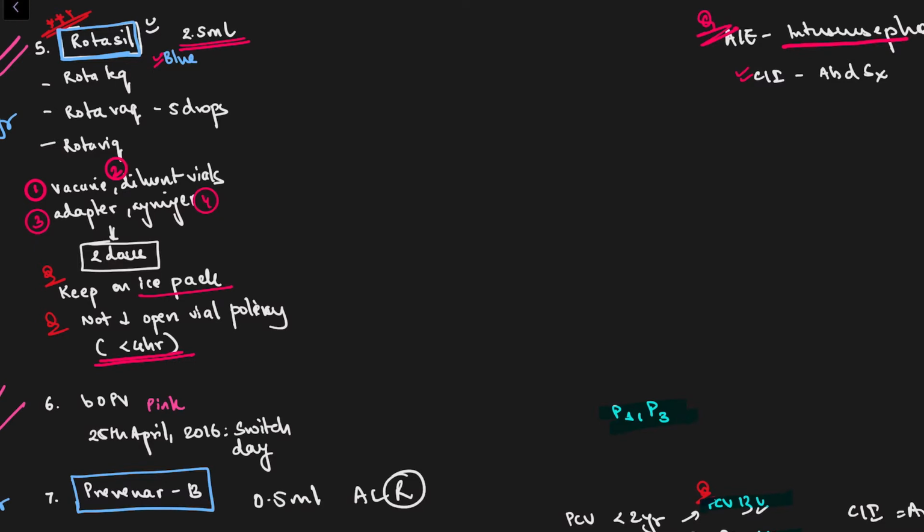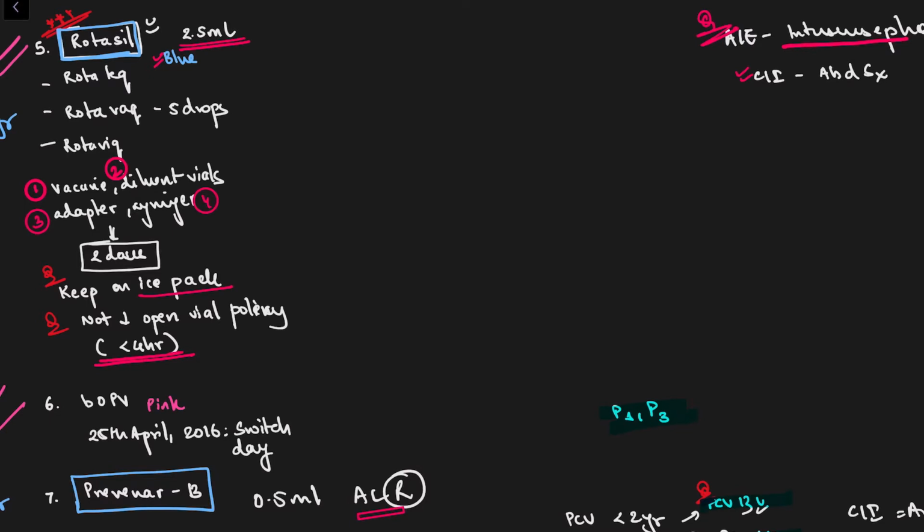Next is Prevnar 13. The dose is 0.5 ml in the anterolateral thigh, and it is also a new vaccine. Hence, the maximum age is 1 year. The schedule is at 6 and 14 weeks, and a booster dose at 9 months. And remember, there should be a minimum 8-week gap between 2 doses.